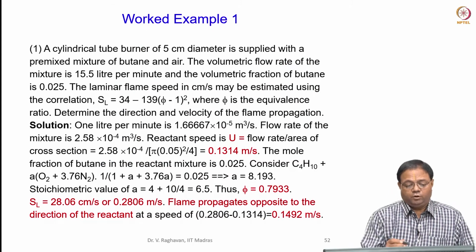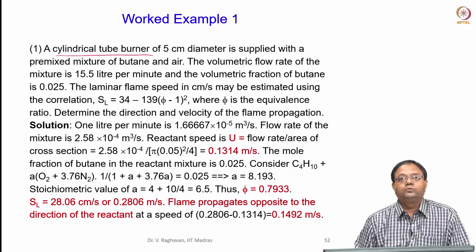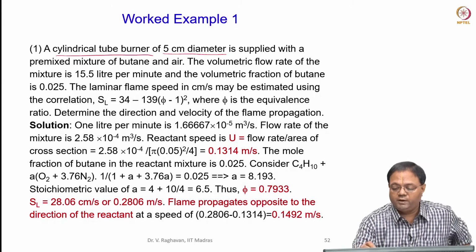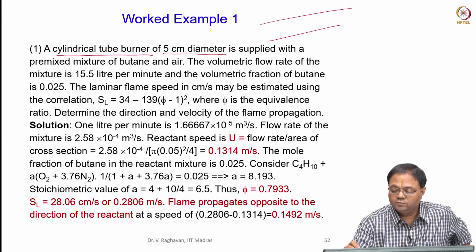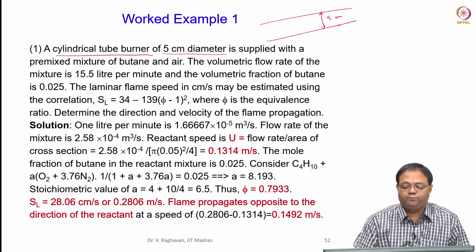Worked example: a cylindrical tube burner. The diameter of the burner is a 5 centimeter tube. This tube, of diameter 5 centimeter, is supplied with a premixed mixture of butane and air.